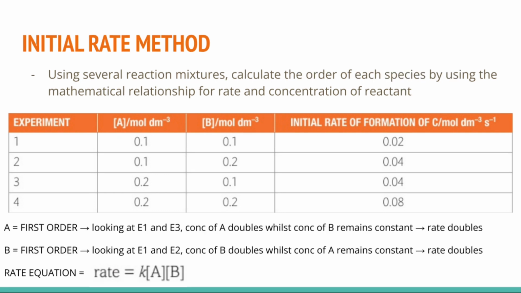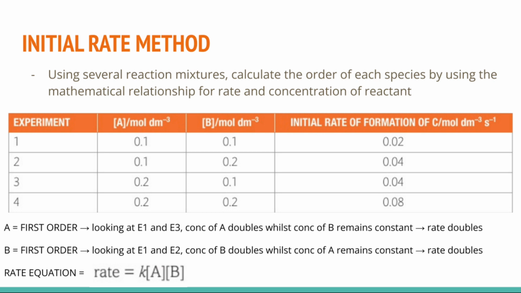So A is first order, but why is this? If you look at experiment 1 and experiment 3, you can see that the A concentration doubles, but the B concentration stays the same. And you can see that the effect on rate is that it doubles. So that means the only thing that affects rate in this case is A. And this means it's first order because as A doubles, the rate also doubles.